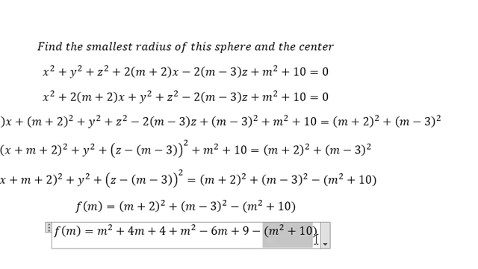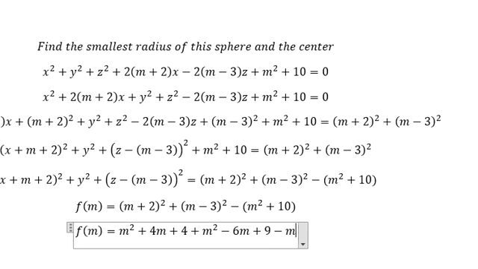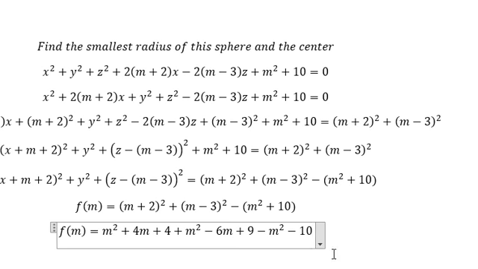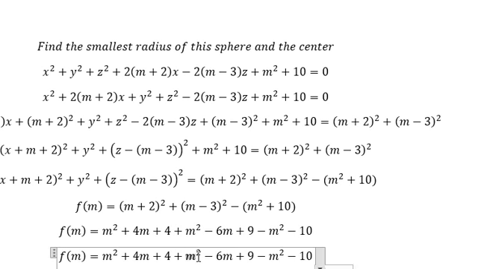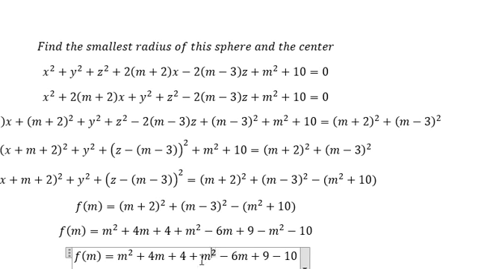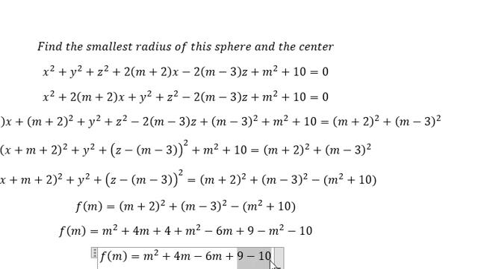This one that is about negative m square negative number 10. So we can see that this one and this one we cancel. So number 4 plus number 9 minus number 10, that is about positive number 3. 4m minus 6m, that is about negative 2m.